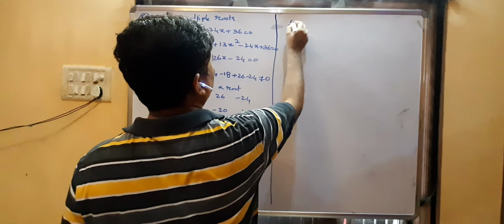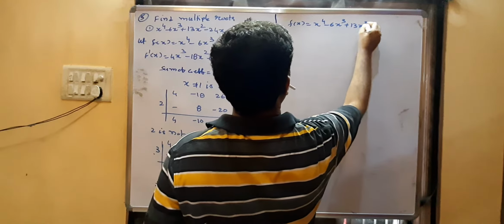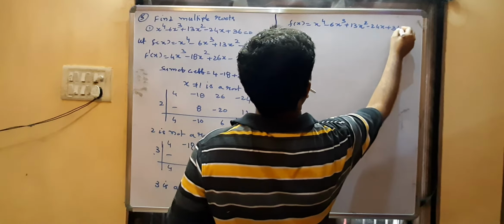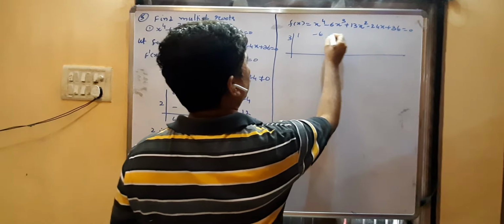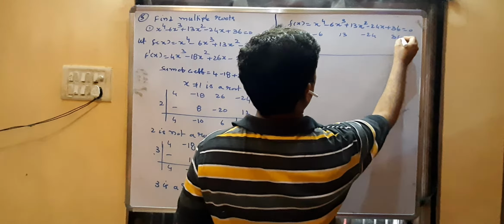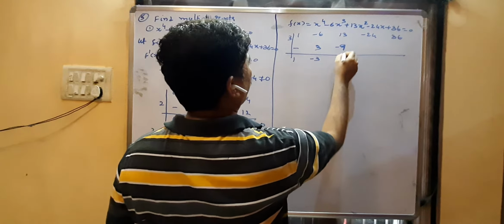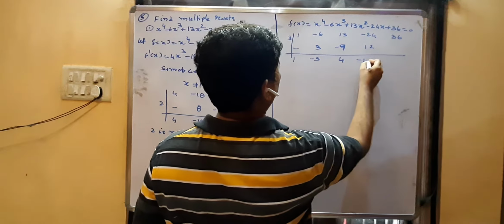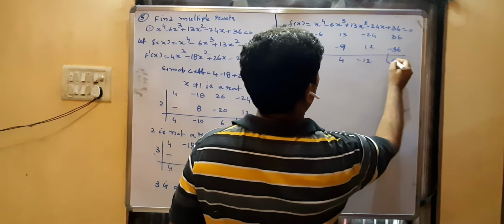Now f(x) = x^4 - 6x^3 + 13x^2 - 24x + 36. 3, simple division I will check. 1, minus 6, 13, minus 24, 36. 0, 1, 3 1s are 3, minus 3, 3 minus 3 is 0, minus 9, 13 minus 9 is 4, 3 4s are 12, minus 12, 4 3s are 36. Remainder you got it 0. That means 3 is a common root of f(x) and f'(x). Then 3 is a repeated root of order 2. 2 times it is repeated.